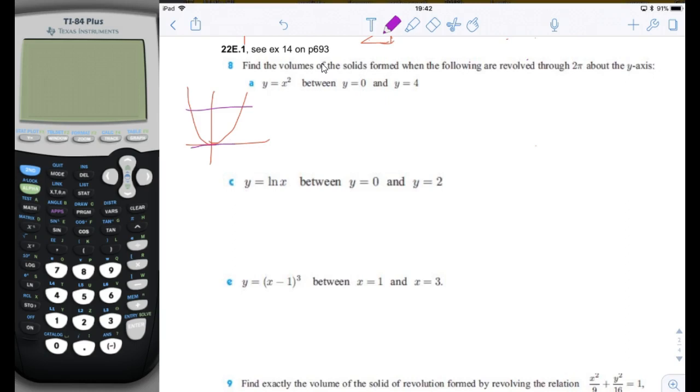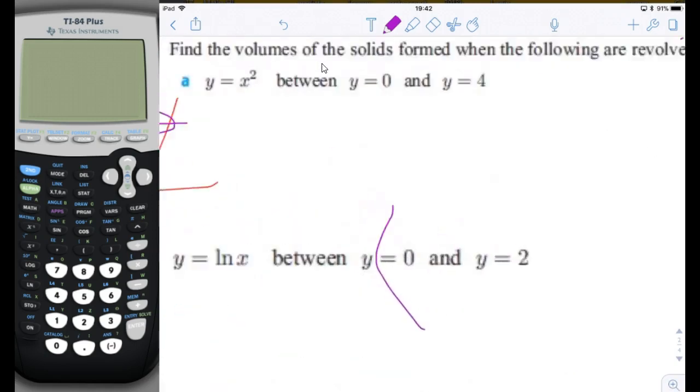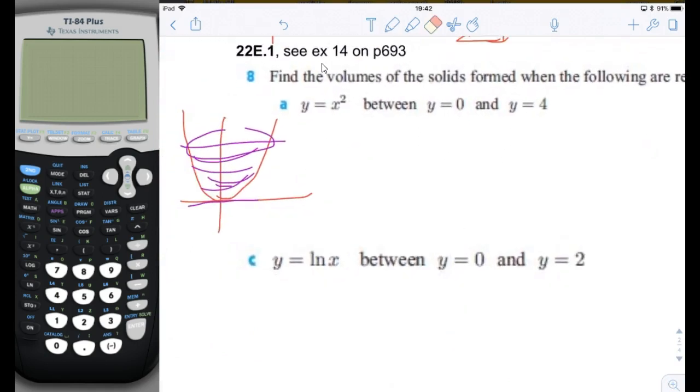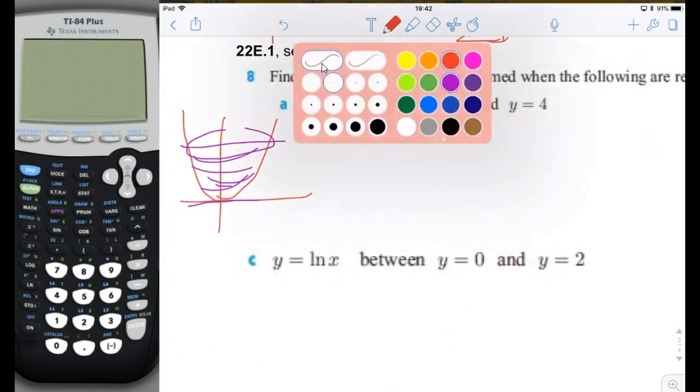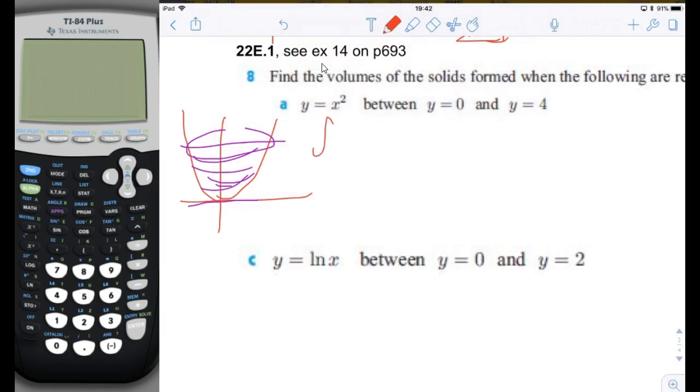So let's see. About the y-axis. That means we're going to spin it around this way. If we spin it around that way, then we are going to slice it in the y direction. This is why this is HL and not SL, because the integral is going to be with respect to y instead. So the limits of integration would be from 0 to 4, right? Y equals 0 to 4.